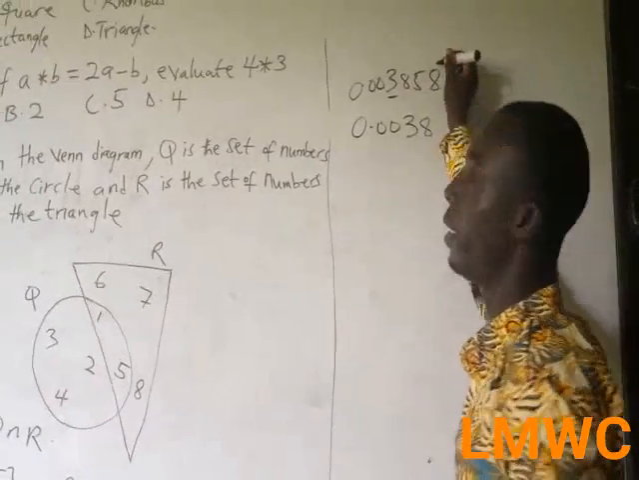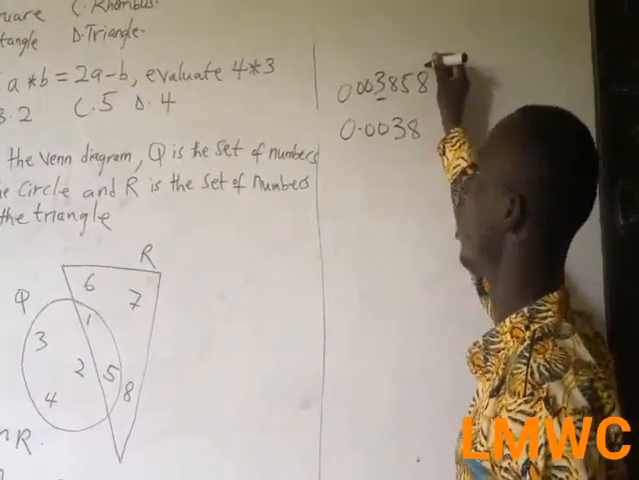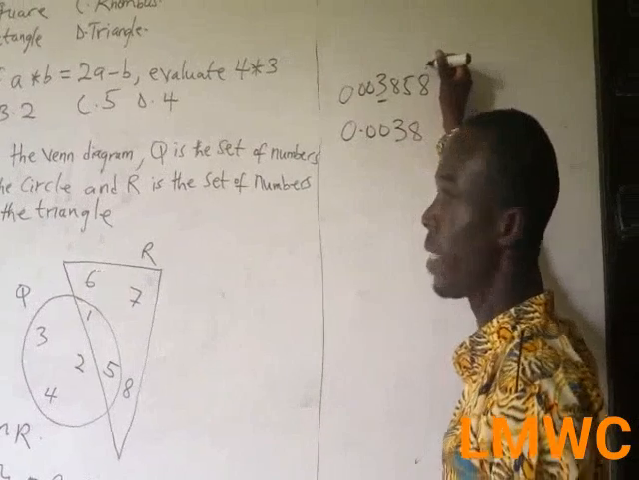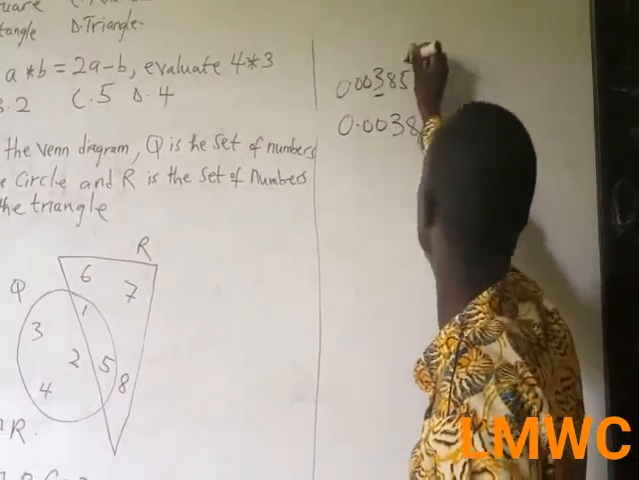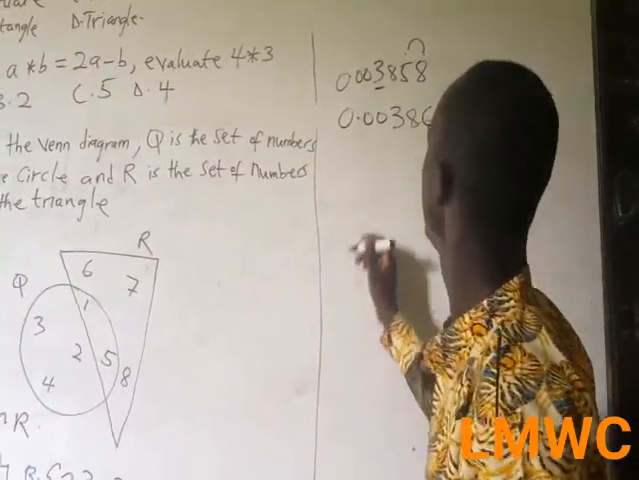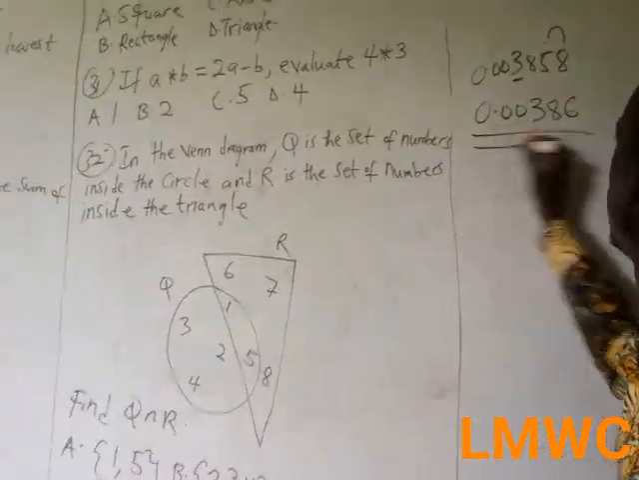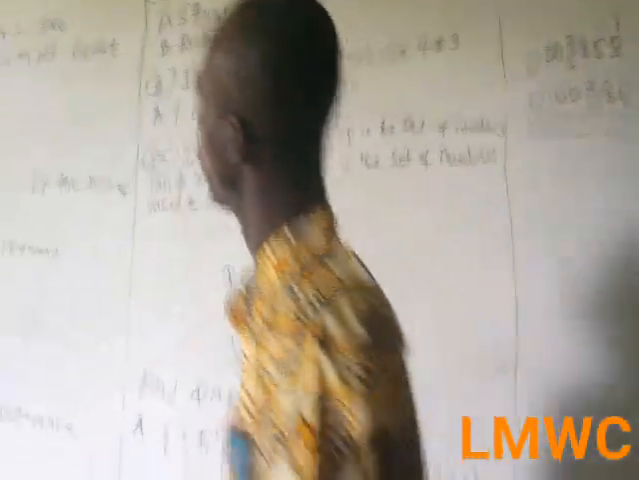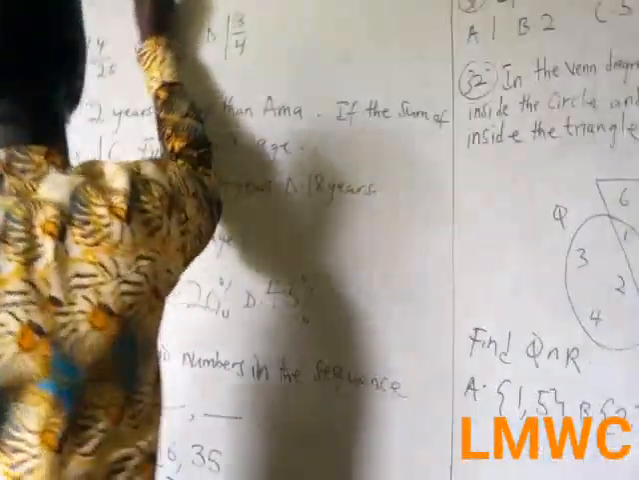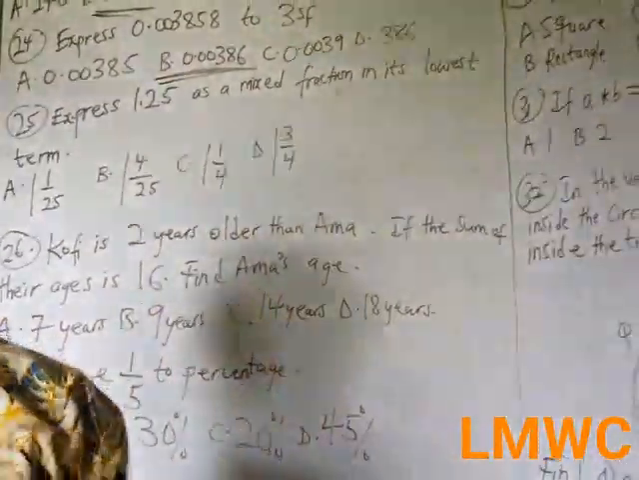You check the next number if it's more than 4. Now we realize that it's more than 4. So we add 1 to it. So we have 6. So significant figures, we always count after the 0 digit. We have 0.00386. The answer is B.